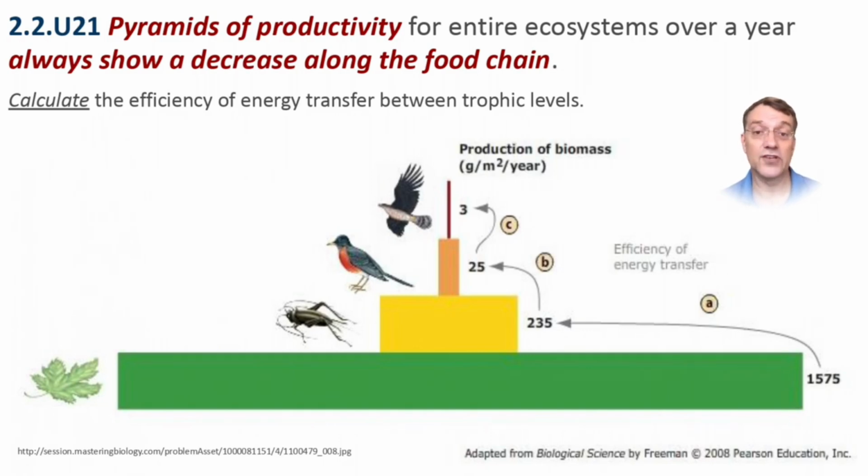You can calculate the efficiency of energy transfer between trophic levels. In this example, of the 1,575 grams per square meter per year that's produced by plants, only 235 grams of biomass per square meter per year becomes herbivore biomass. That's an efficiency of about 15%, and is relatively close to that 10% rule we addressed earlier in the video. The efficiency generally declines at higher trophic levels due to increasing energy demands for maintenance. In other words, your top predators spend a greater proportion of their energy hunting for moving organisms than the herbivores do wandering the landscape and eating plants that don't run away from them.